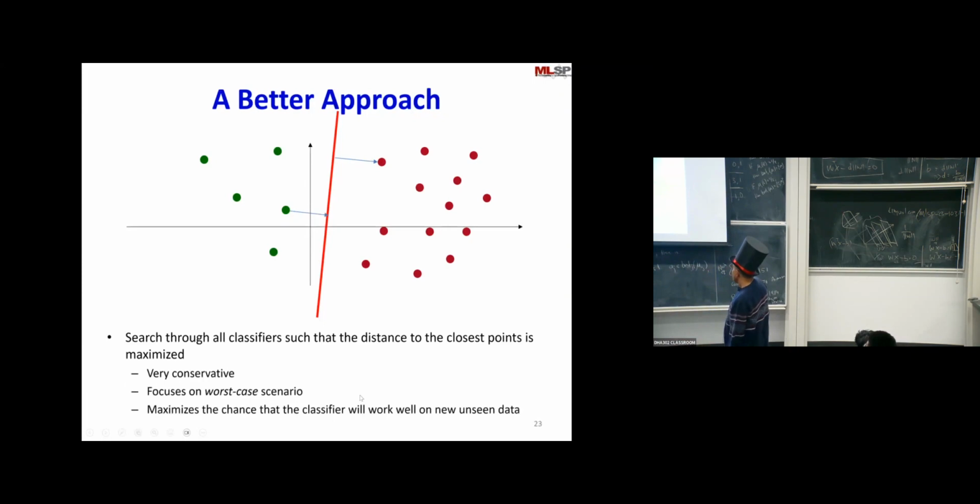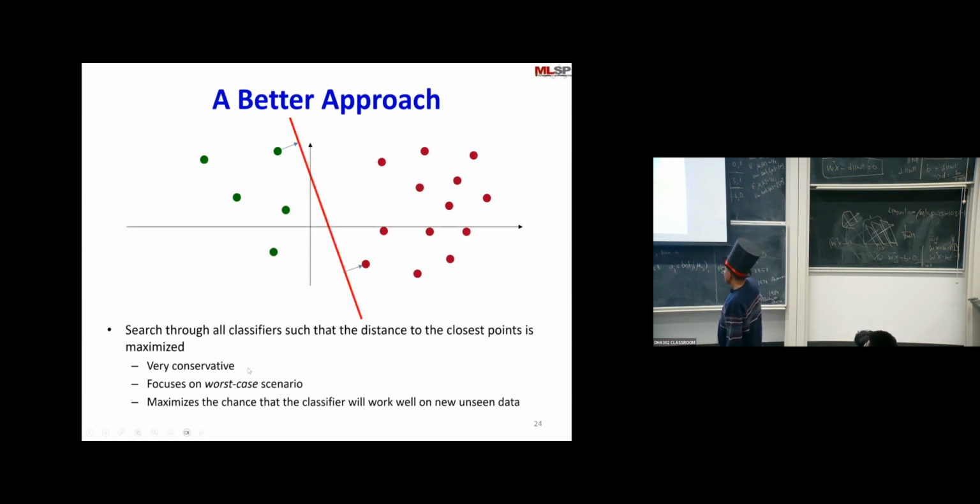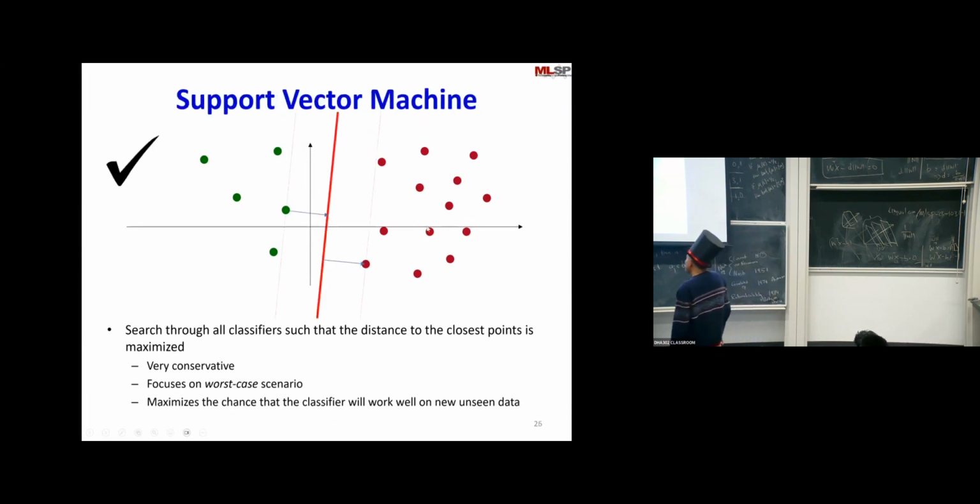If I choose a different boundary, these are the closest points. For this one, these are the closest points. I want to choose the decision boundary where the distance of the closest points is maximum. You're familiar with the idea, but the picture explains this, right? So this is all we are trying to do. This is our maximum margin classifier. It's giving you the maximum margin to the closest training instances because that is conservative. And this maximizes the chance the classifier will work well on new unseen data.